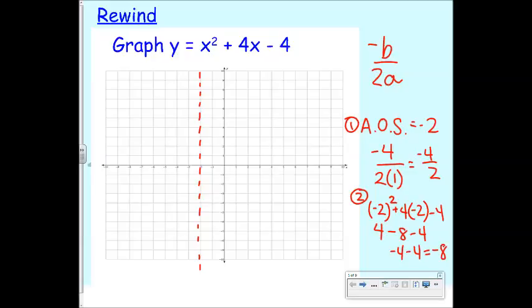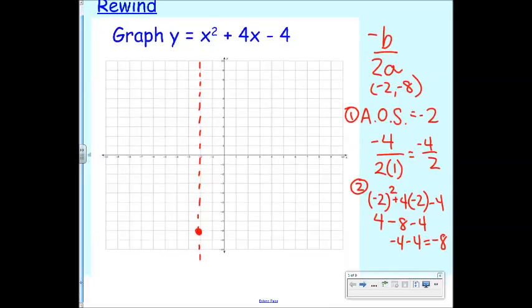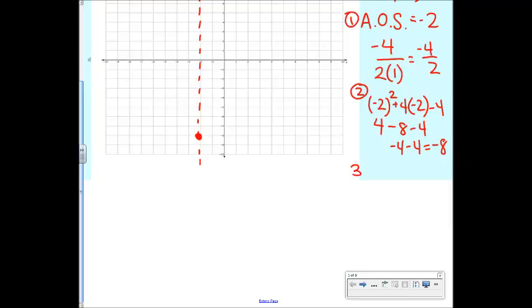So then that means my vertex is what? Negative 2, negative 8. Your vertex is not negative 8. The vertex is the whole coordinate. So now I plot that, which is at negative 2, negative 8. And then the last step is to do what? Plug in 0 for x. So 0 squared plus 4 times 0 minus 4, which means my y-intercept is what? Negative 4. All right, so negative 4.